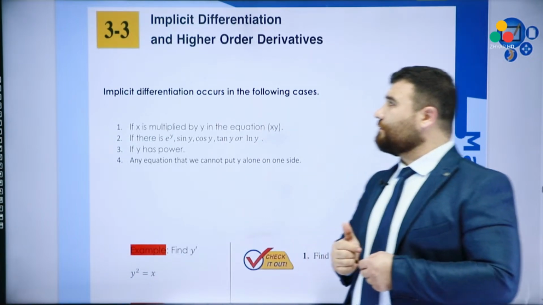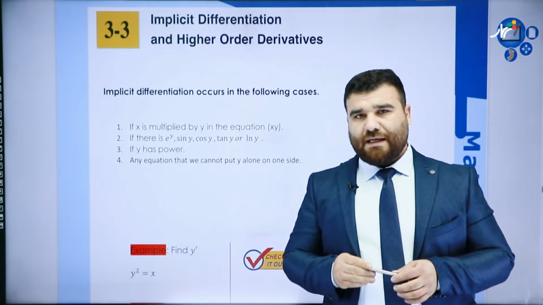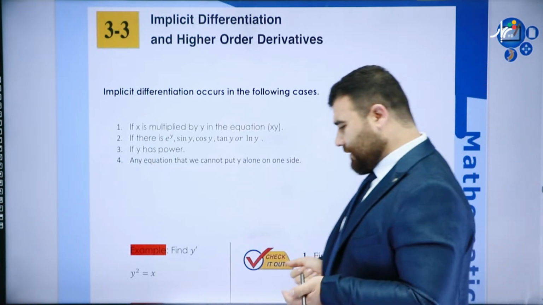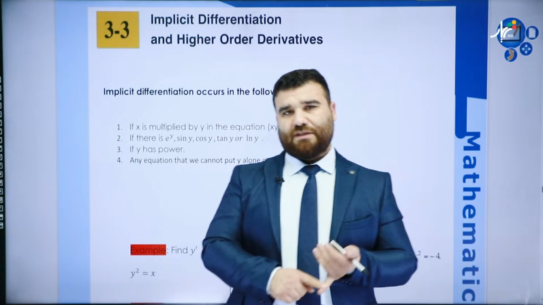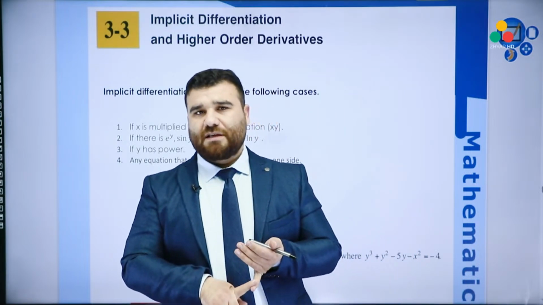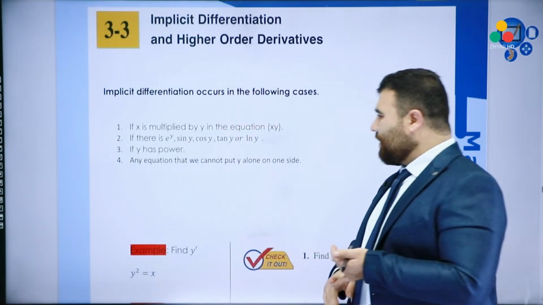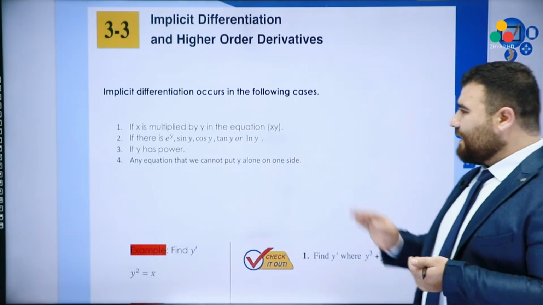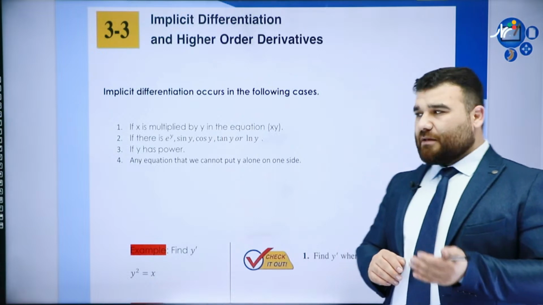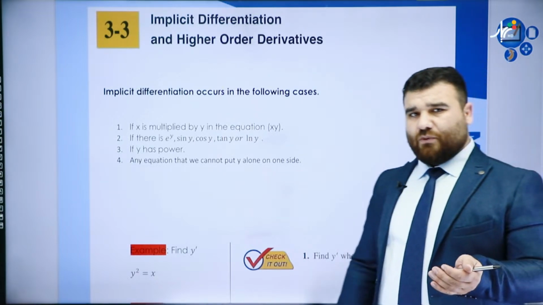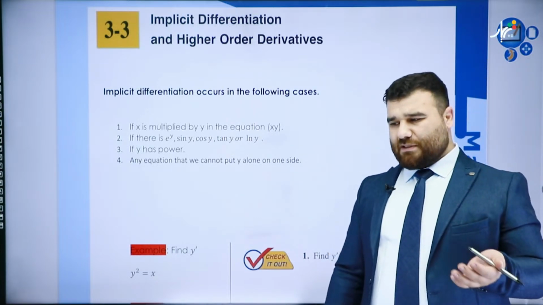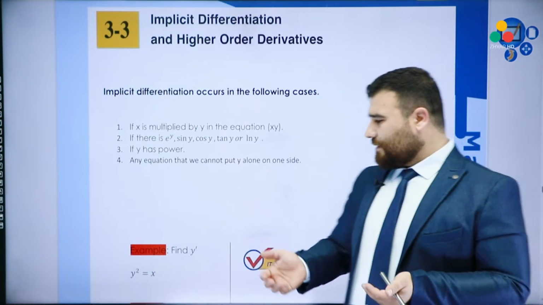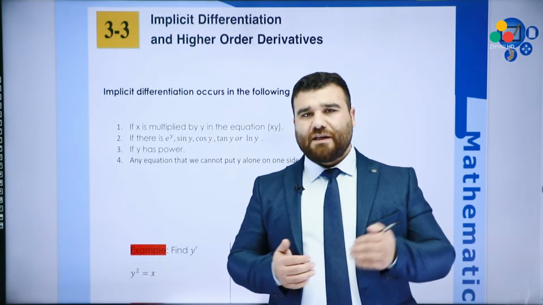Implicit differentiation and higher order derivatives. Implicit differentiation is when we have x and y mixed. It's called implicit. Or if y has power, it's implicit. Or if y is inside sine, cosine, tan, it's implicit. If y is inside ln, if y is the power of e, these cases are called implicit. Implicit is different from explicit. What we studied so far is called explicit. Explicit means when y is alone, y equal to something containing x. But if x and y are mixed, then it's called implicit.